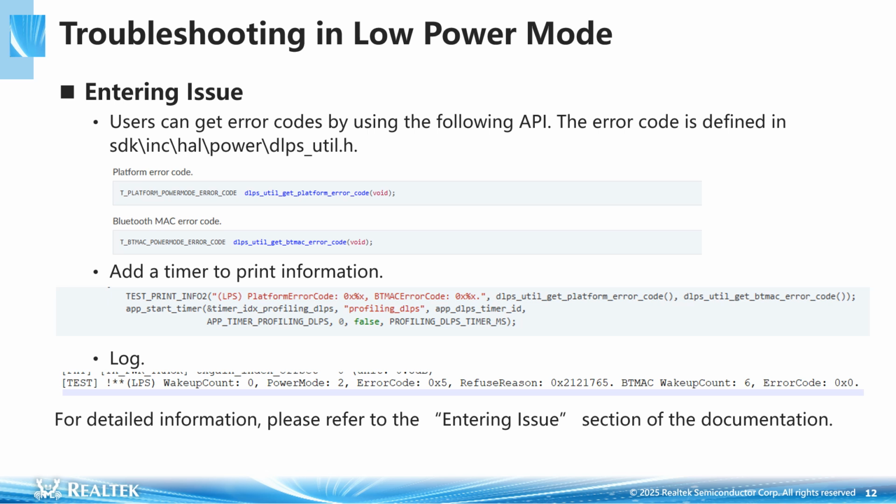When low power mode cannot be entered, the user can use these two APIs to obtain the reason for the current platform or Bluetooth MAC, respectively. For example, if a timer is added in the code to print the reason for not entering low power mode, and then a log related to the following image is found in the log. The error code 0x5 corresponds to platform power mode error callback check, which means that a registered check callback is blocking low power mode, and the function address is 0x21211765. Next, by locating the corresponding function, you can understand why low power mode cannot be entered. For detailed reference, see the Entering Issue section of the documentation.